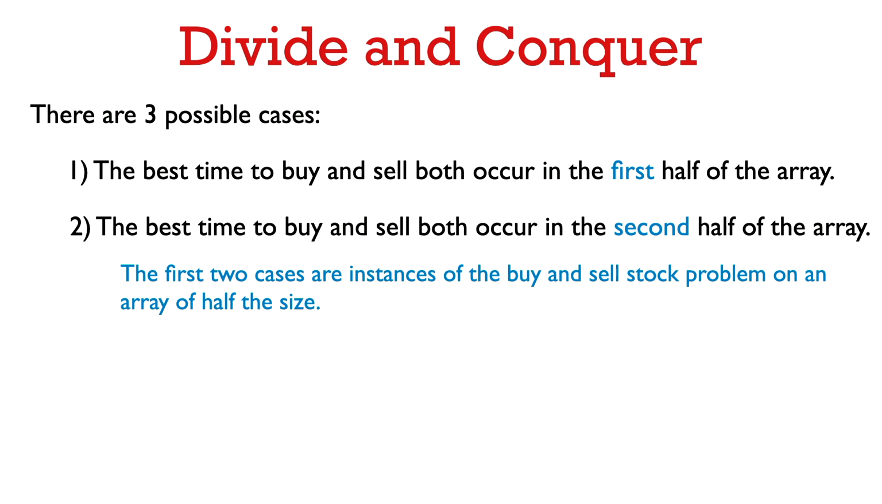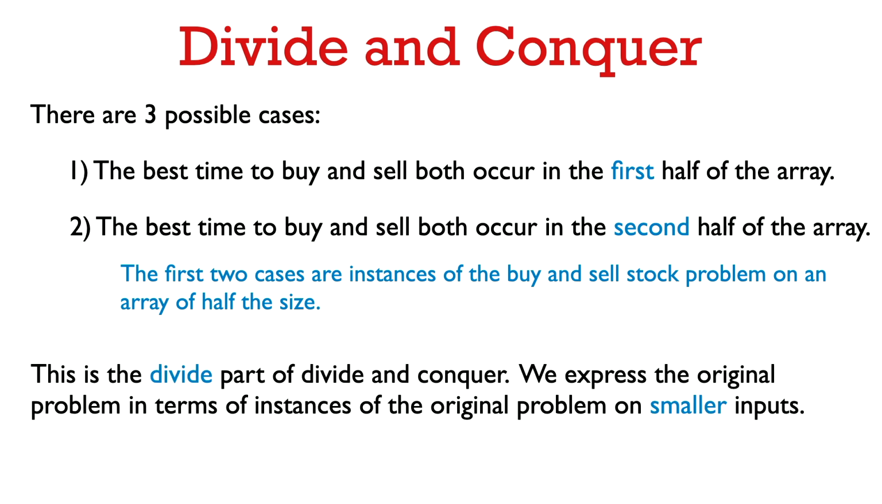So let's look more in depth at these 3 cases. The first 2 cases are exactly instances of the buy and sell stock problem, the same problem that we started with, but on an array of half the size. So this is the divide part of divide and conquer. We express the original problem in terms of instances of the same original problem, but on smaller inputs.